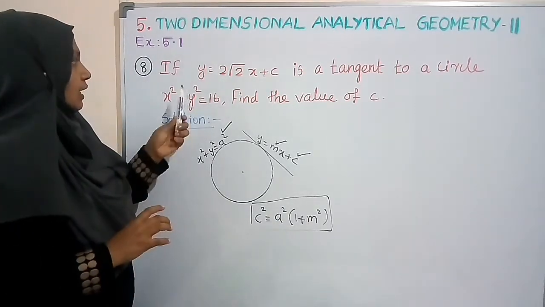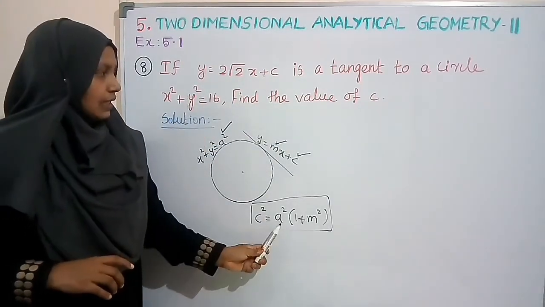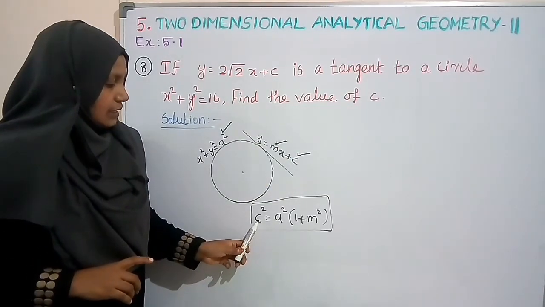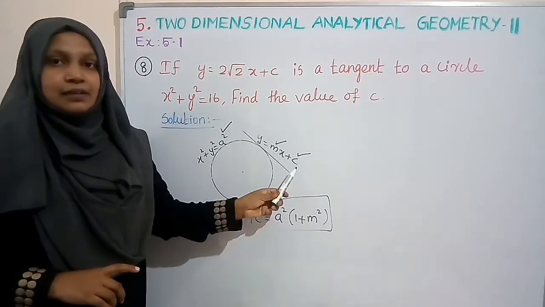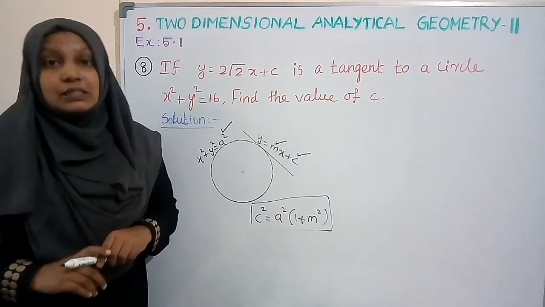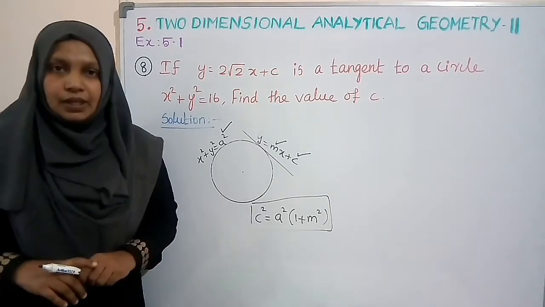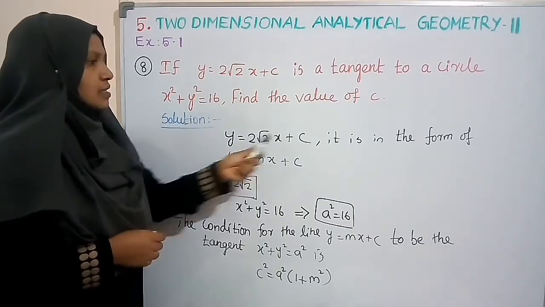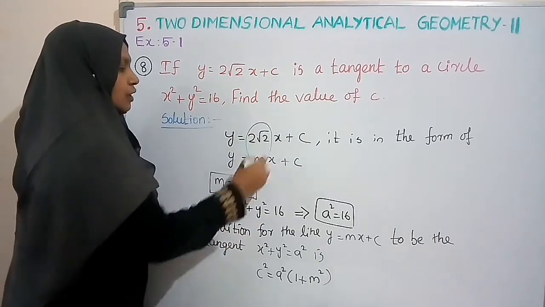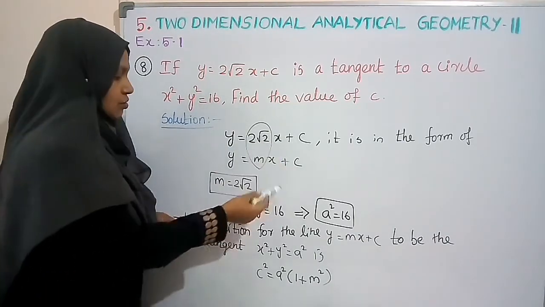Okay. So here they are telling that this line is a tangent line to the circle. So we can use this condition to find the value of c. From this equation, c and m come from the line y is equal to mx plus c, and a square is from the circle. A is the radius of the circle. We are writing a square here. Okay. So now see this equation. It is in the form of y is equal to mx plus c. In the place of m, we have 2 root 2, so I wrote m is equal to 2 root 2. C only we are finding, so c we don't know.